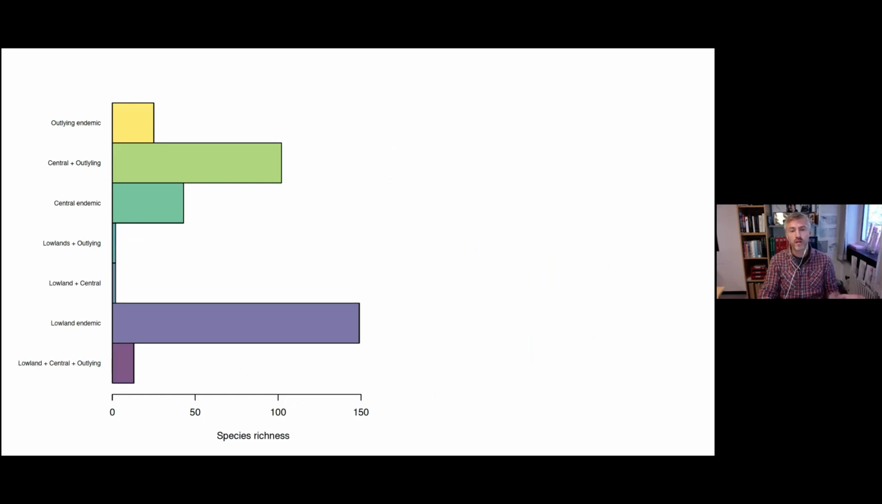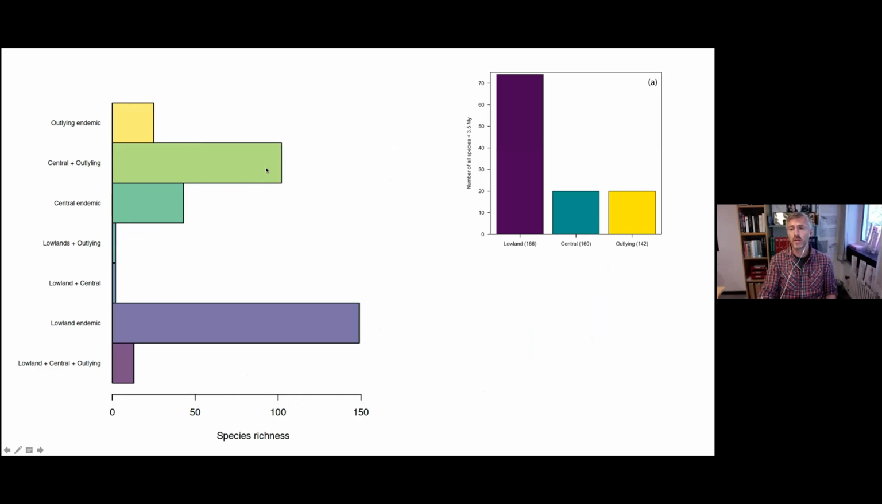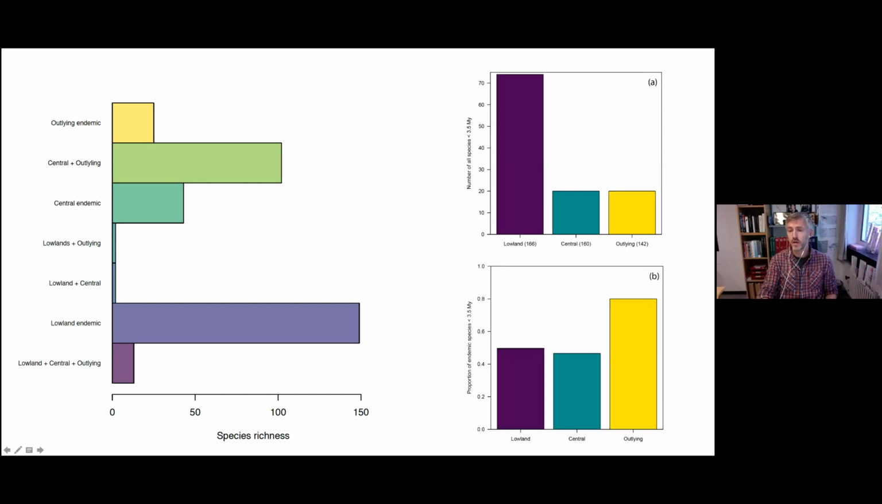And then just a little aside here, this is another depiction of the species richness, which is highest in the lowlands and also fairly high in both the central range and the outlying ranges. What we can see here is if we break species into certain age groups, so we're slicing the phylogeny and taking all the species that are younger than 3.5 million years and all those that are older than 3.5 million years, we find that the number of species in the lowlands that are younger than 3.5 million years is quite high, whereas we have quite few of these young species in the central range and the outlying ranges.